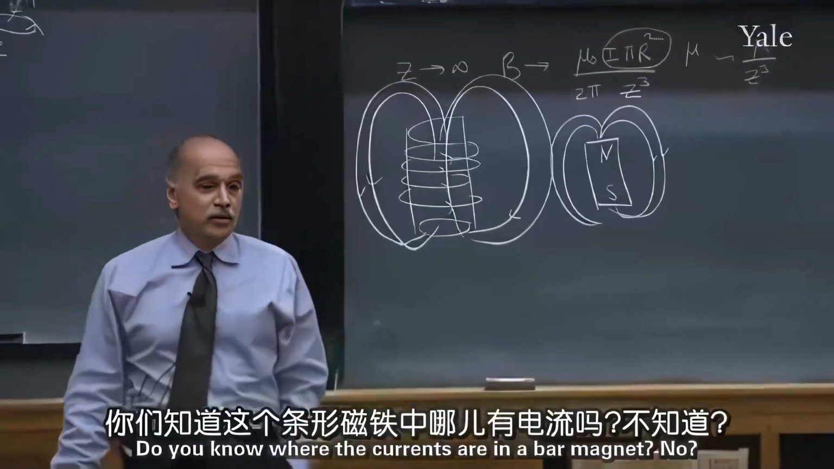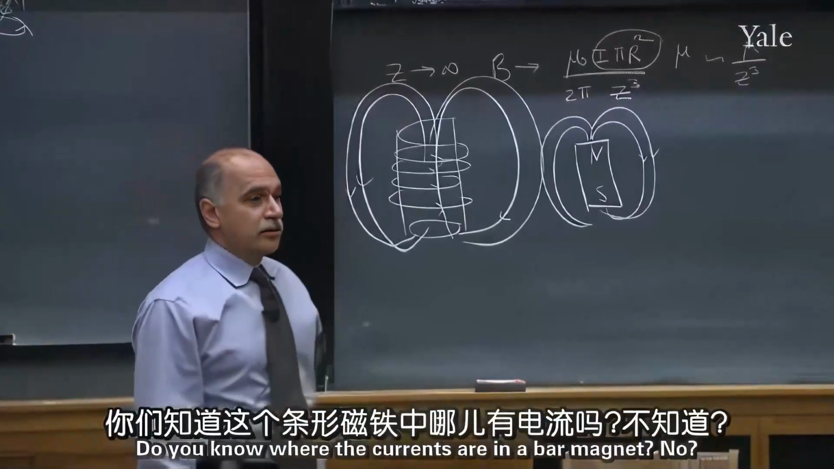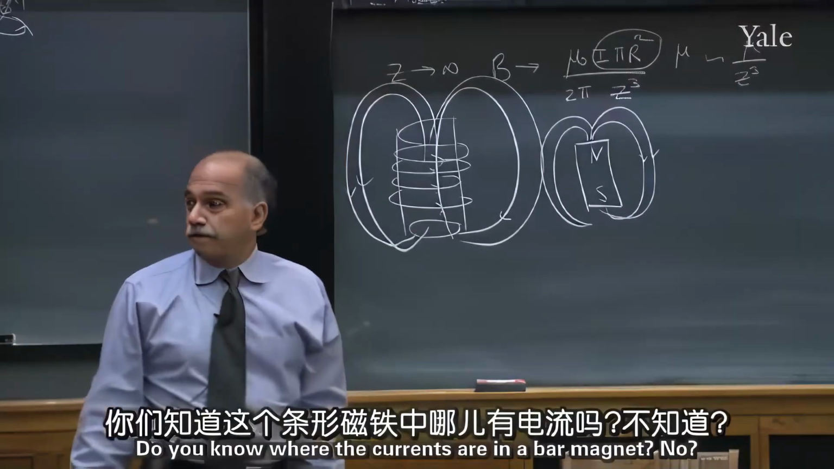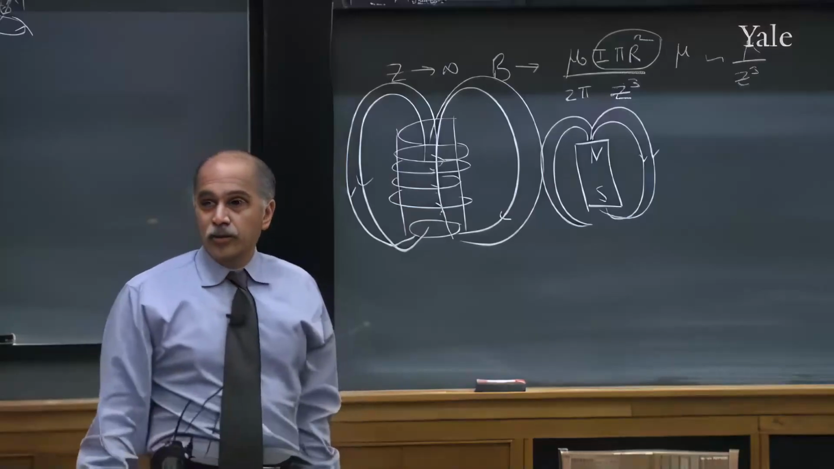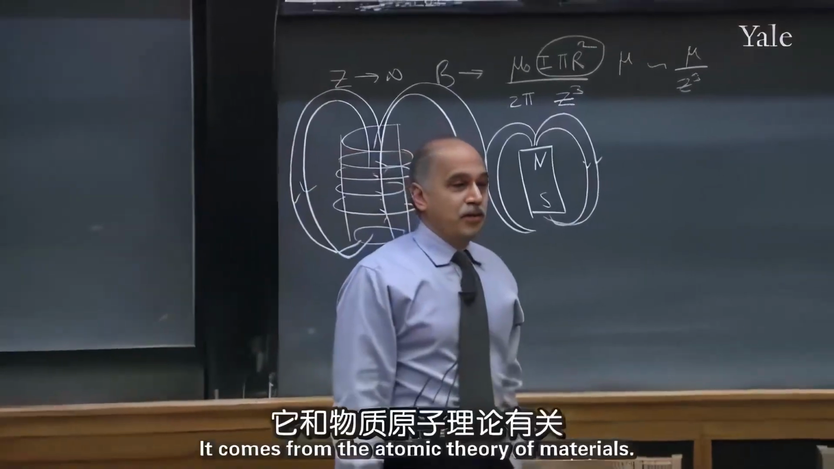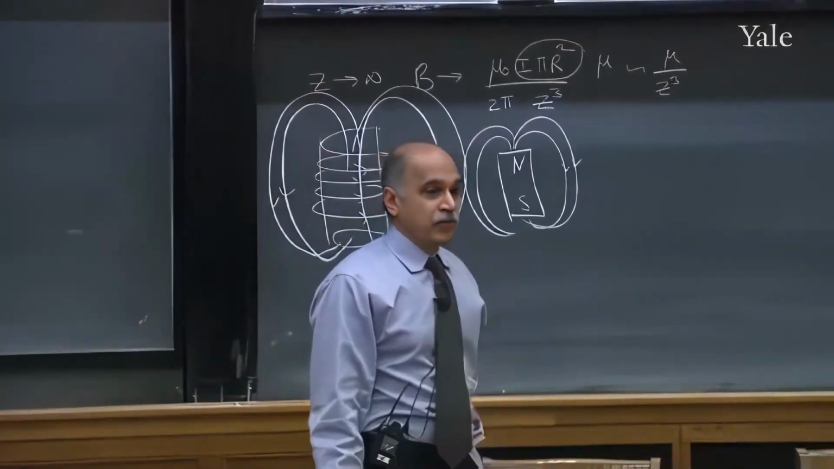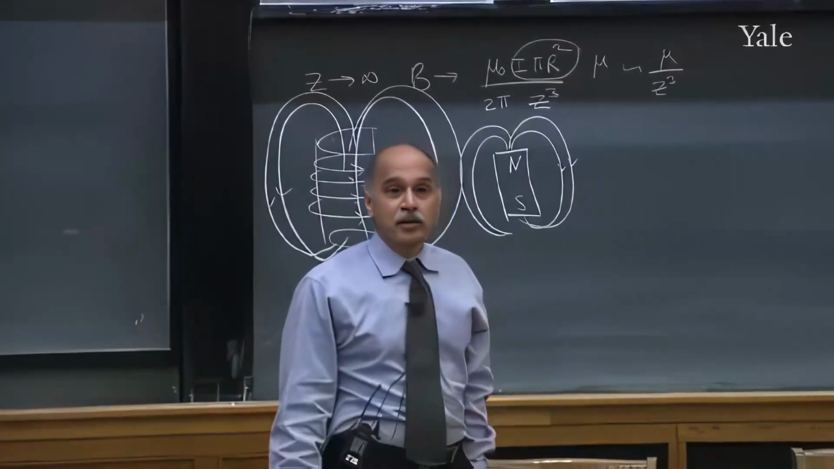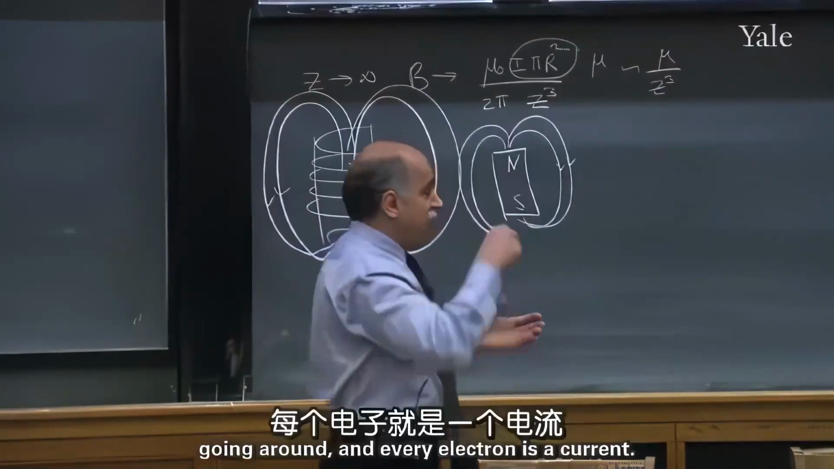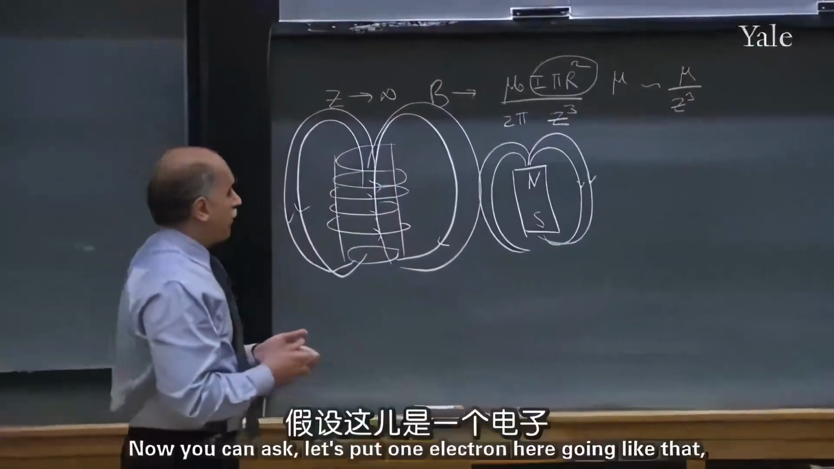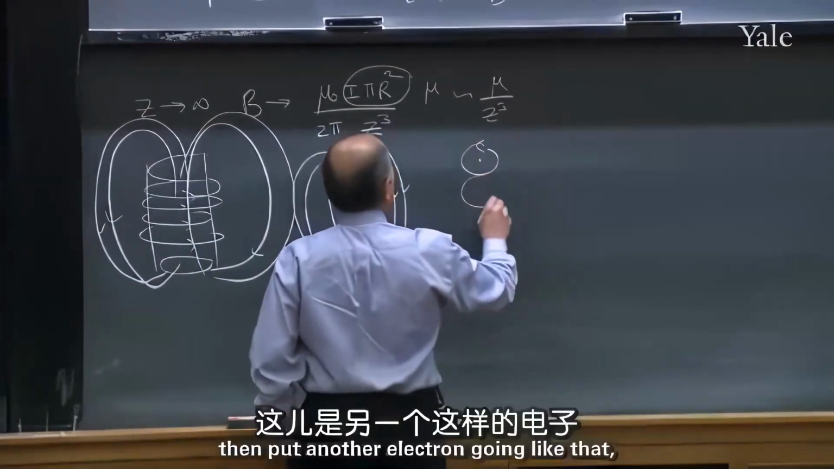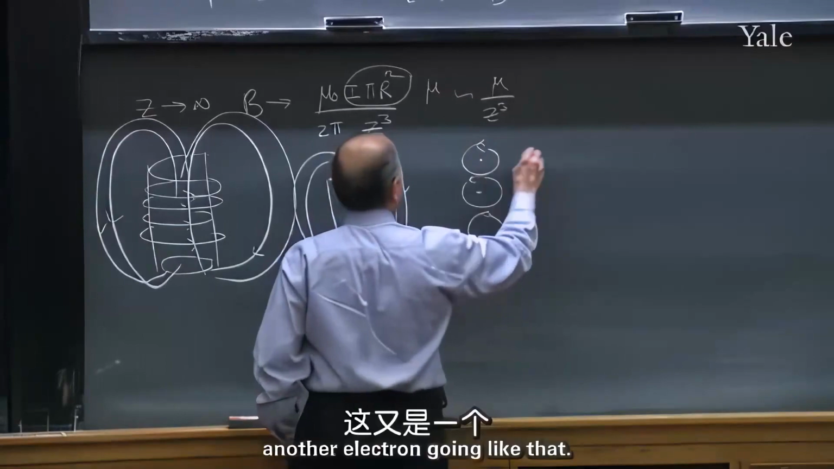Do you know where the currents are in a bar magnet? No? Okay, let me give you a hint. It comes from the atomic theory of materials. Don't think of it as a lump of something. Yep. That's right. You know, atoms got electrons going around, and every electron is a current. Now you can ask, let's put one electron here going like that, and put another electron going like that, another electron going like that.